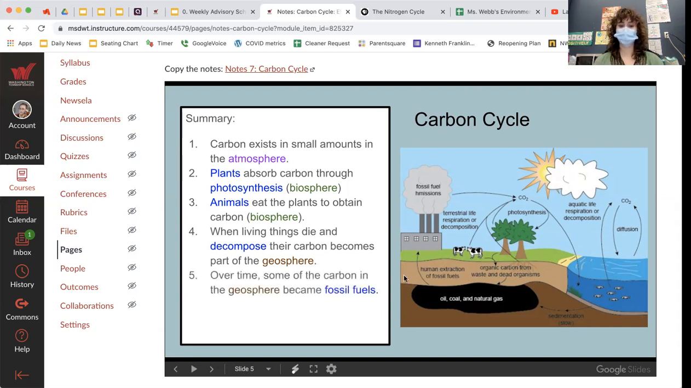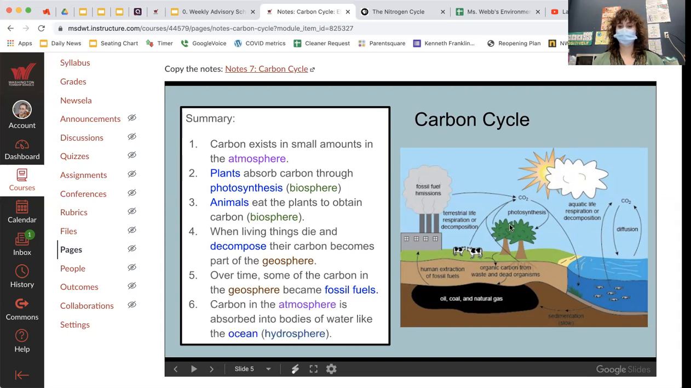Over time, some of the carbon in the geosphere becomes fossil fuel. If you think back to Module 9, that's how fossil fuels formed: they were living things, they died, they were buried, and then they transformed into oil, coal, and natural gas.